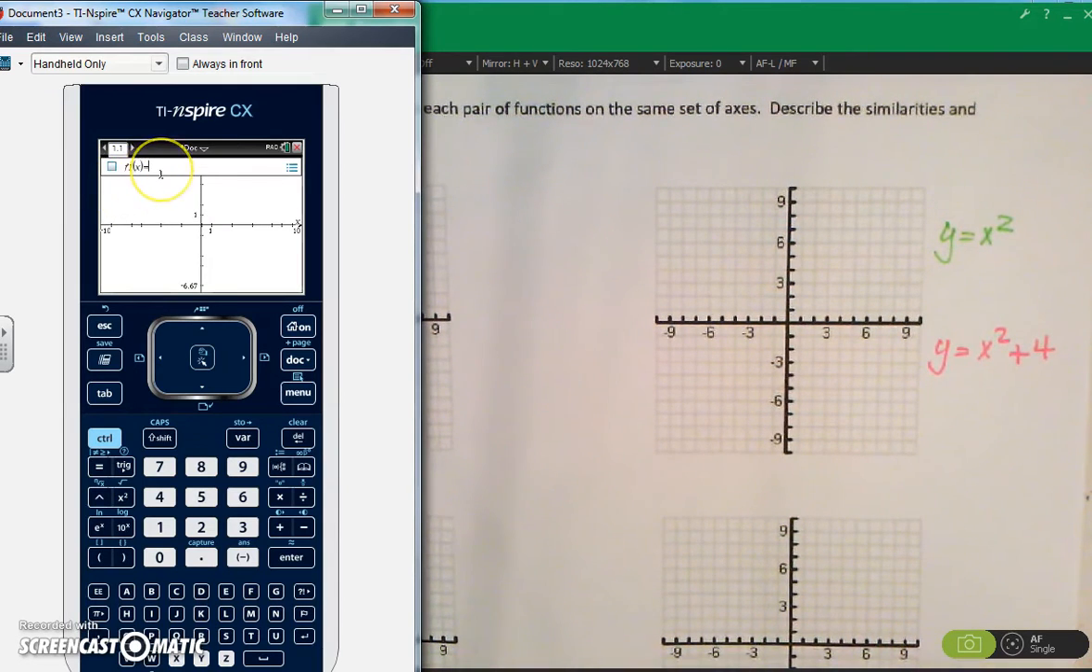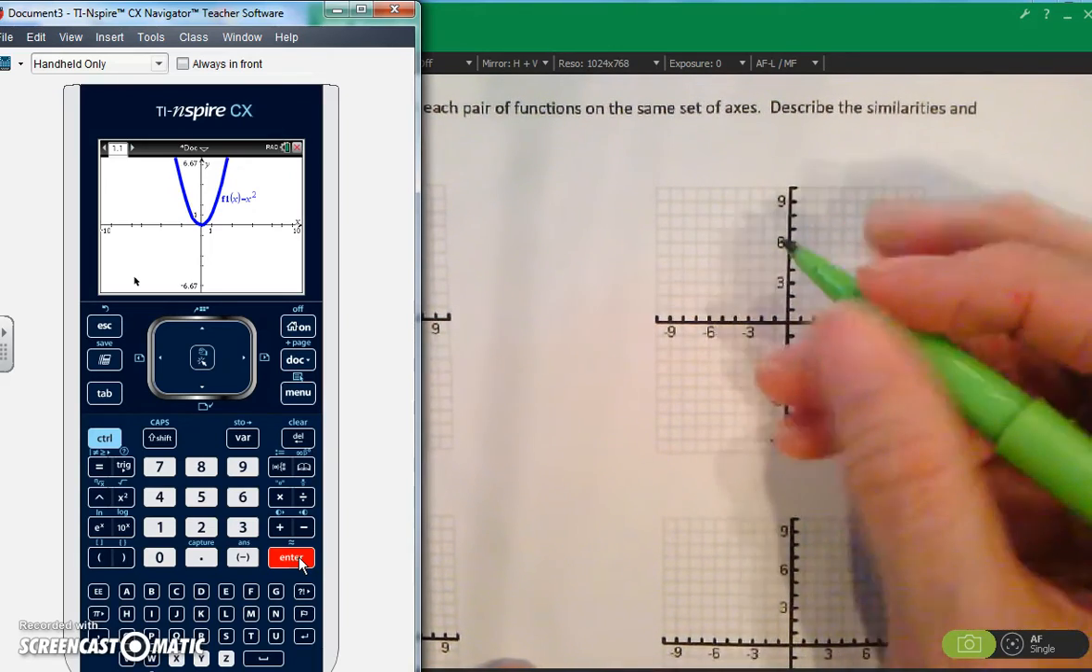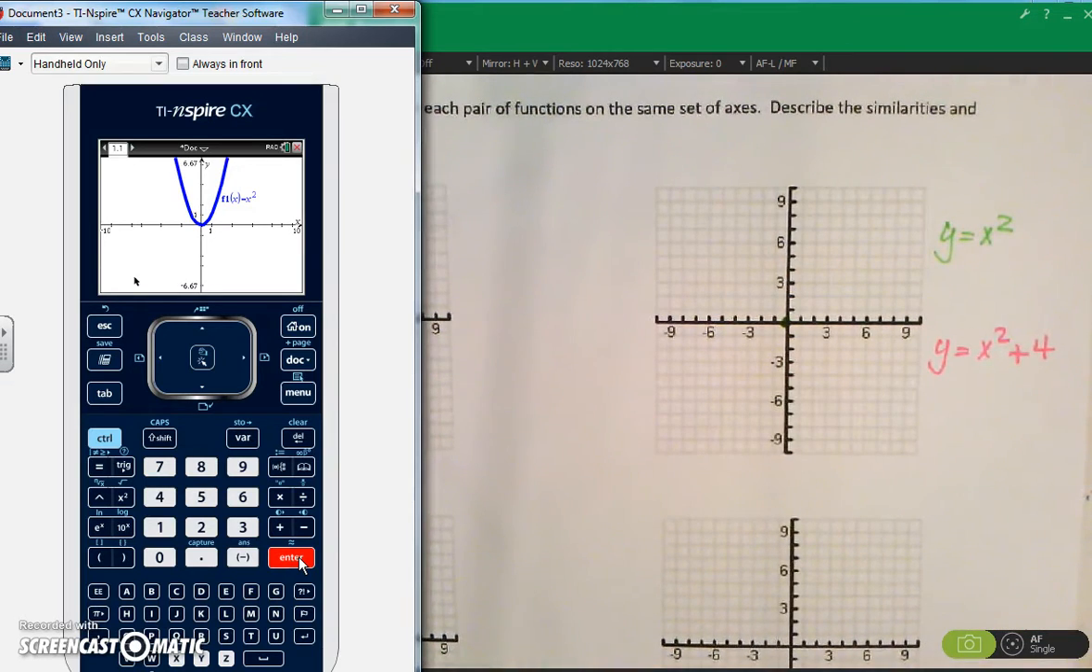Here I have f1 of x is equal to, and we're going to put in x squared and enter it. And we get a graph. So we want to translate that graph over here to our paper, and we can see pretty obviously that the vertex is there at 0, 0.